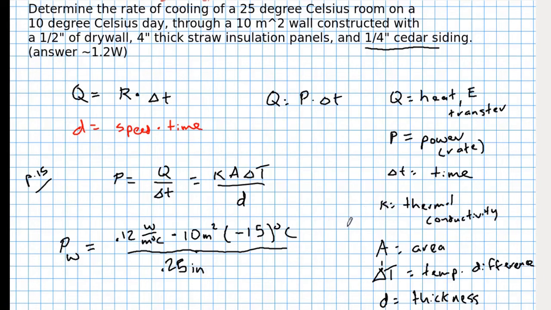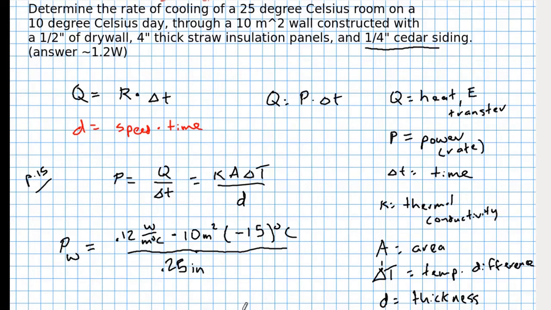Okay, so there's going to have to be a little bit of unit conversion. The inches are going to have to be transformed into meters. But then once you do that, you would take the 0.12 times the 10 times the negative 15 divided by whatever number ends up on the bottom of this, and you get the rate of power transfer, the rate the energy is transferred through a wood wall that is a 1/4 inch thick. Okay, so hopefully that helps you to understand a little bit more about what's going on in this question.